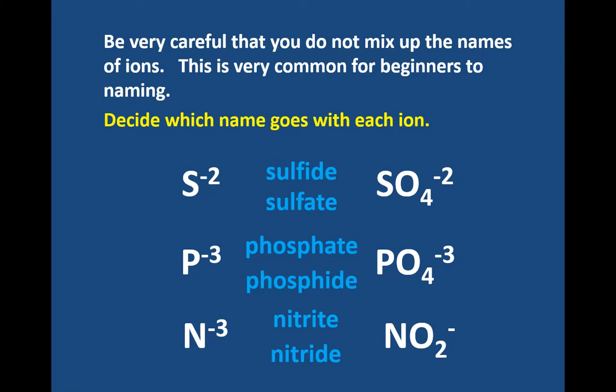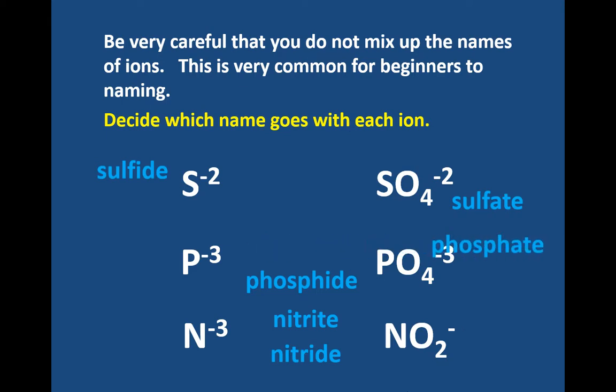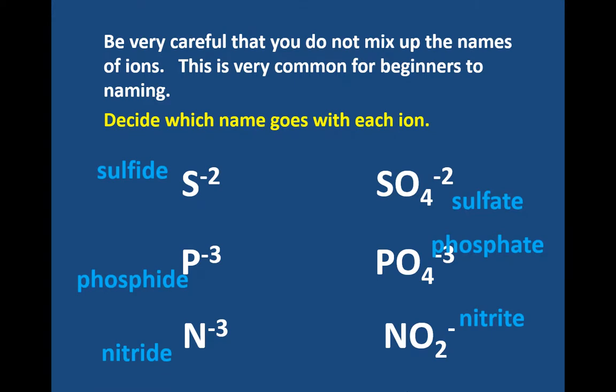Be very careful that you do not mix up the names of ions. This is very common for beginners to naming. Decide which name goes with each ion. So, S with -2 is sulfide, while SO4 -2 is sulfate. P -3 is phosphide, and PO4 -3 is phosphate. N -3 is nitride, and NO2 -1 is nitrite.